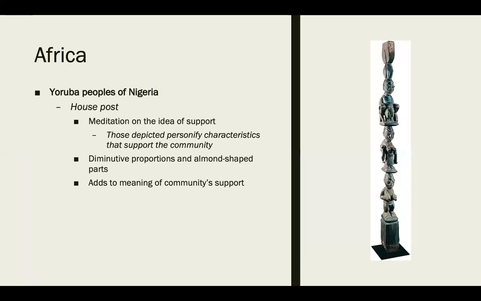The Yoruba peoples of Nigeria created these house posts as a meditation on the idea of support. Those depicted personified characteristics that support the community. This is very similar to what we see in what is modern day United States, with totem poles and things like that in our Native American artworks as well, and we'll talk about some of those later on. Very much a simplification of the proportions and the facial expressions in general, but it adds meaning to the community's support.